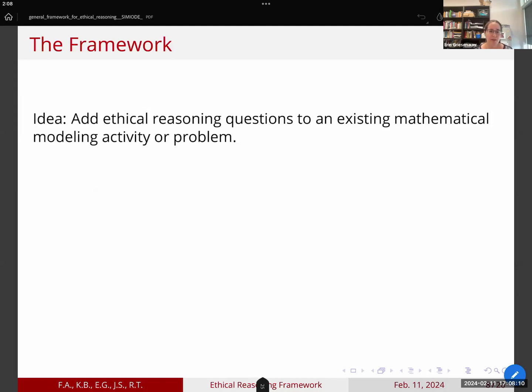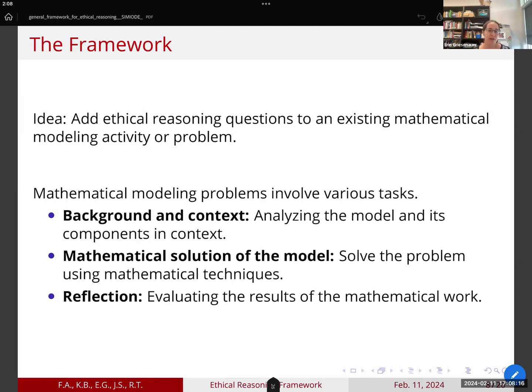Okay, so here's a brief description of our framework. Again, the idea is that we want to add ethical reasoning questions to an existing mathematical modeling activity or problem. And we view mathematical modeling problems as three groups of tasks, 3 stages. So the first stage is always understanding the background in which the model will be used and the context in which it will be used. This could include gathering background information, maybe gathering the data, and addressing what types of questions you're going to want to answer with your model.